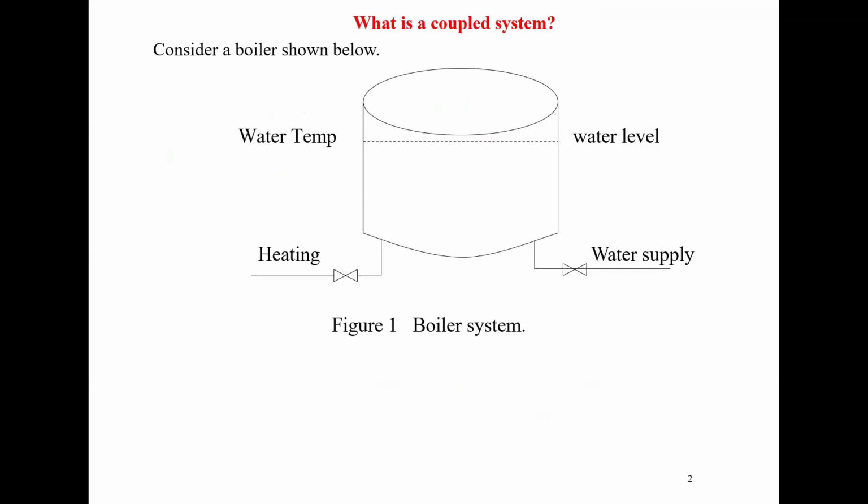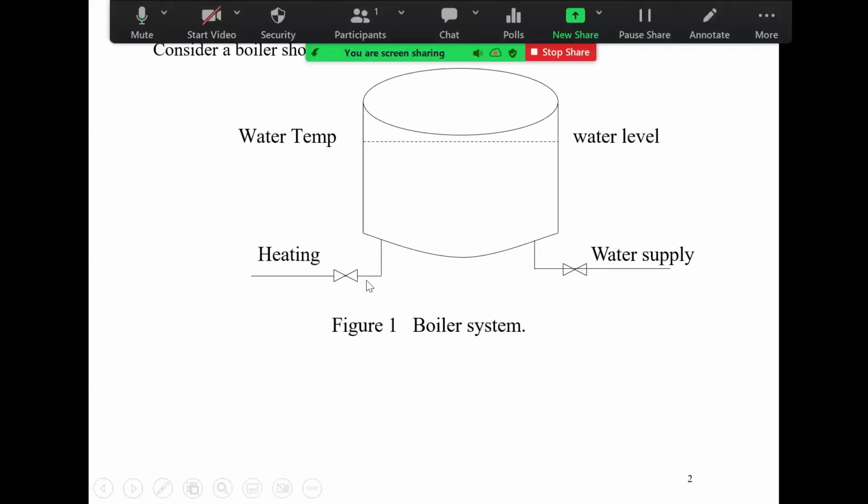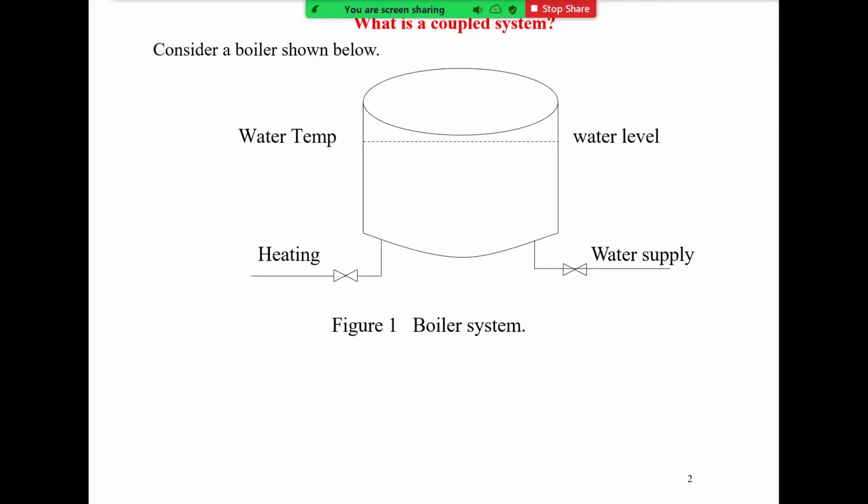Now, let's say this is a boiler, trying to boil the water, and you monitor two outputs. One is the temperature of the water. The other one is the water level. Let's say you have two inputs. One is the heater, and the other one is the water supply. So there are two inputs and two outputs.